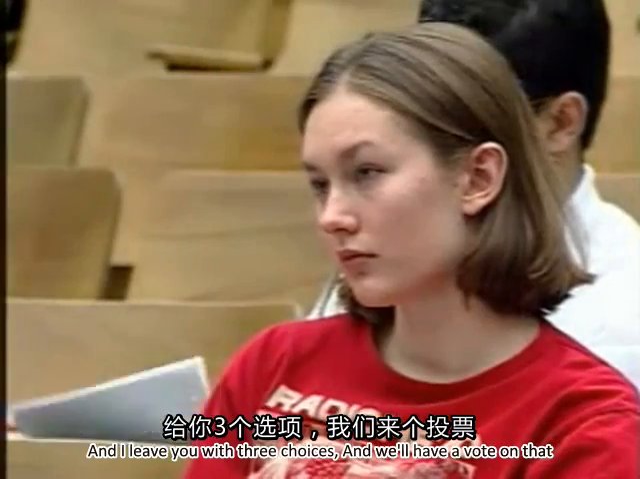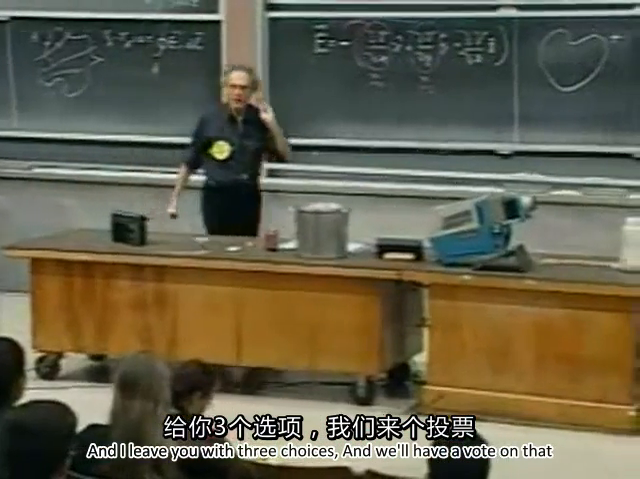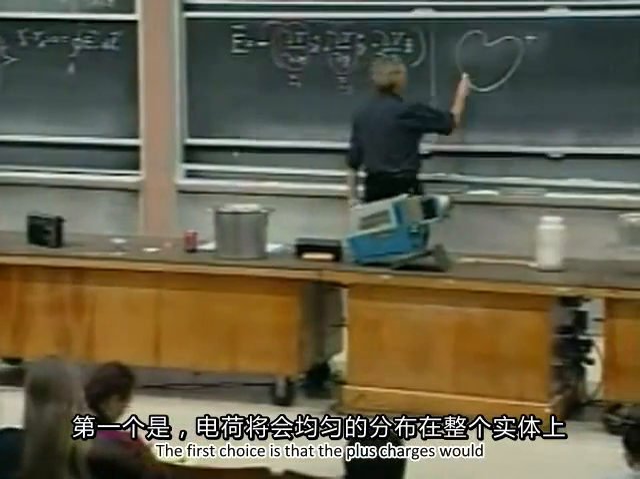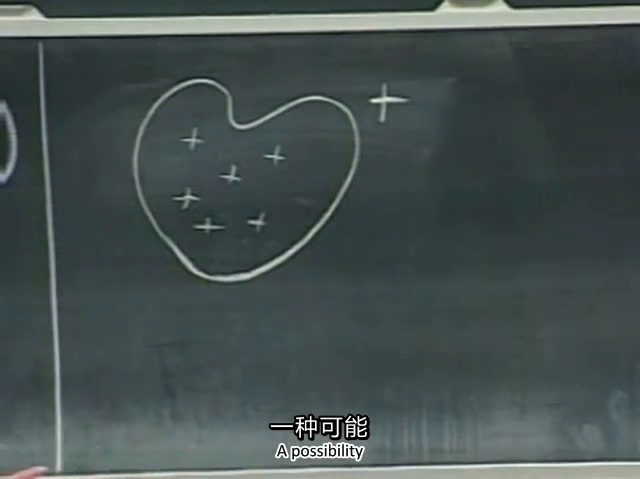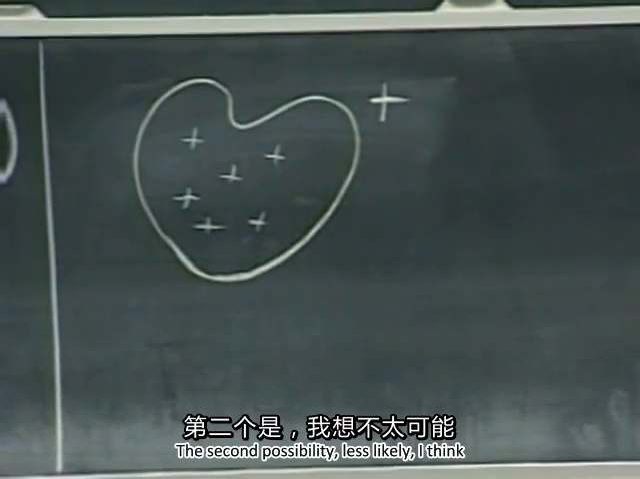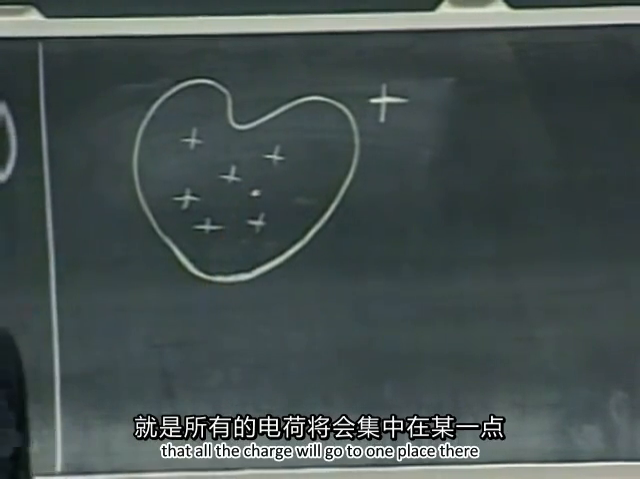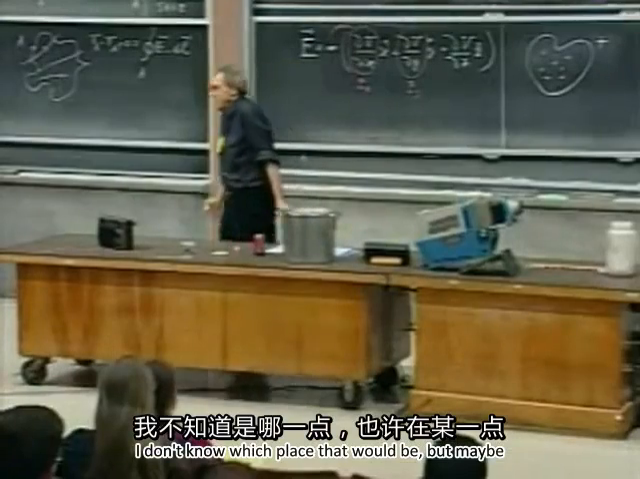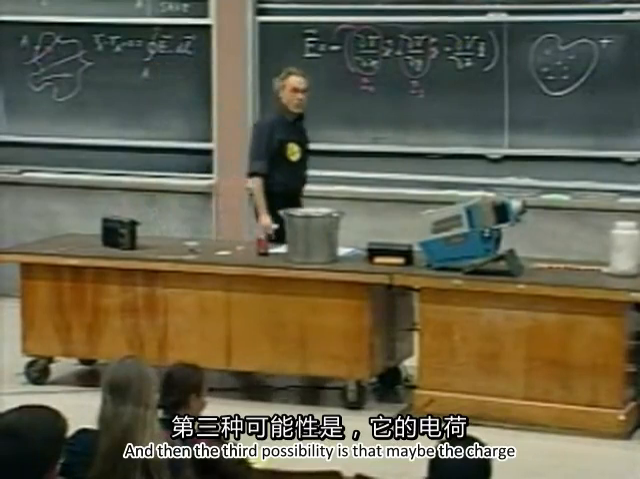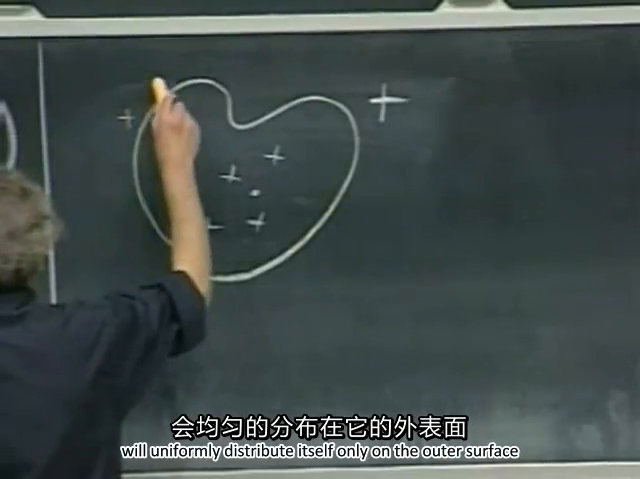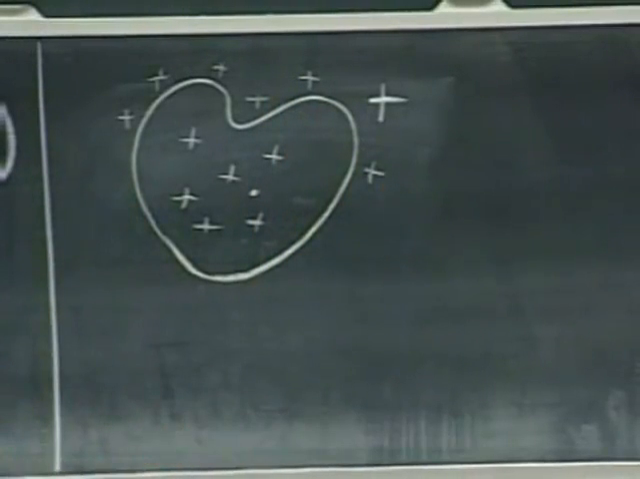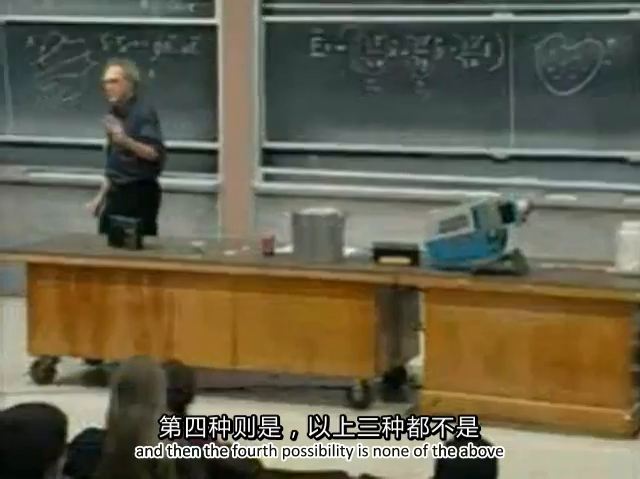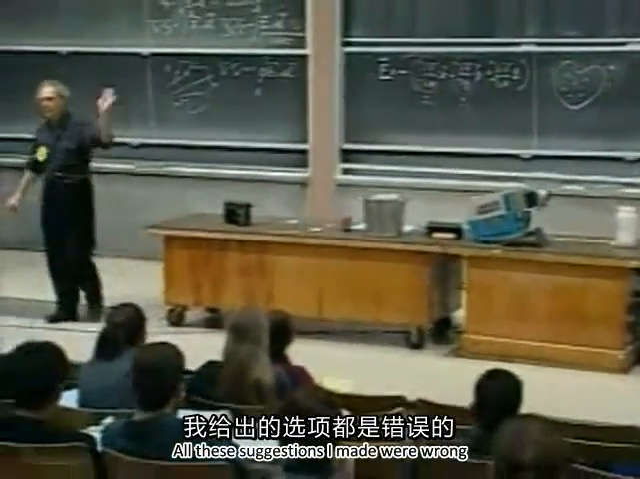And I leave you with 3 choices. And we'll have a vote on that. The first choice is that the plus charges would uniformly distribute throughout. The second possibility, less likely I think, is that all the charge will go to one place there. I don't know which place that would be, but maybe. And then the third possibility is that maybe the charge will uniformly distribute itself only on the outer surface. And then the fourth possibility is none of the above. All these suggestions I made were wrong.